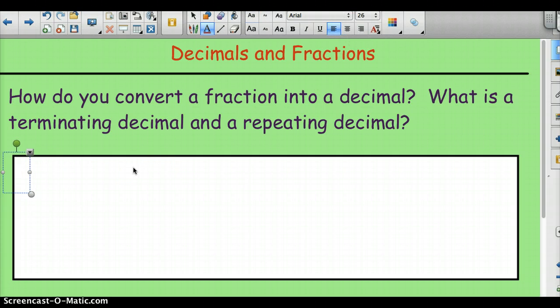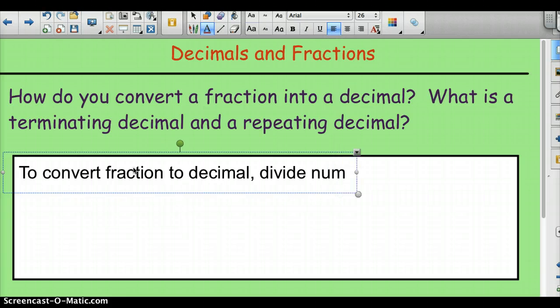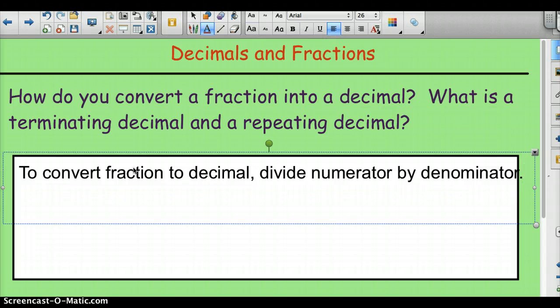So, how do you convert a fraction into a decimal? To convert a fraction to a decimal, divide the numerator by the denominator. That is top by bottom. Easy stuff. Next up on the list, what is a terminating decimal?